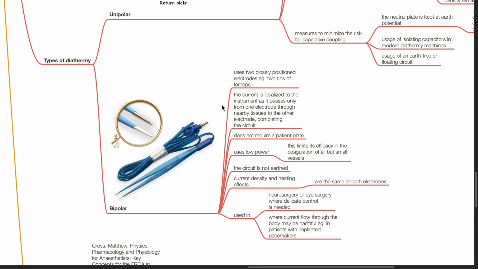The circuit is not earthed. Current density and heating effects are the same at both electrodes. Bipolar diathermy is used in neurosurgery or eye surgery where delicate control is needed and where current flow through the body may be harmful, such as in patients with implanted pacemakers.